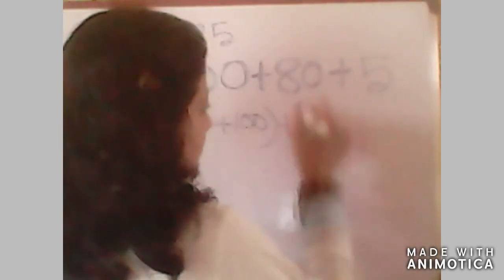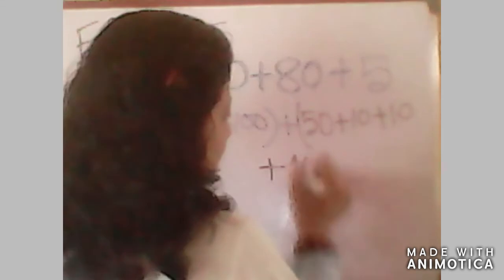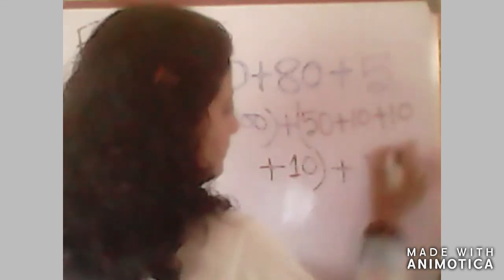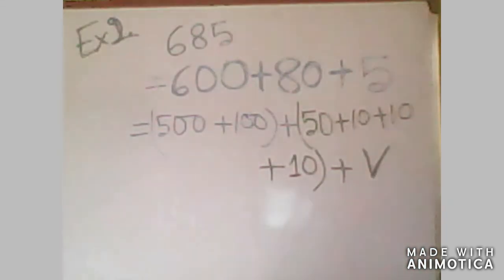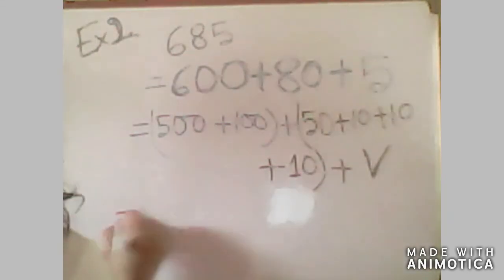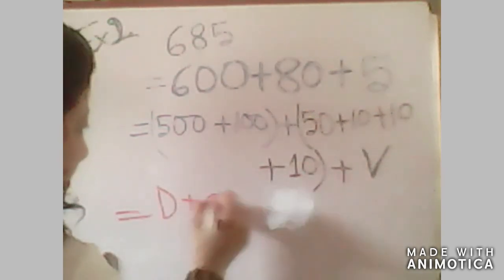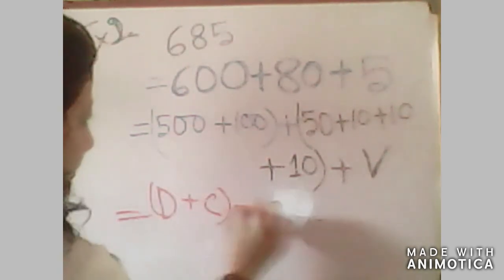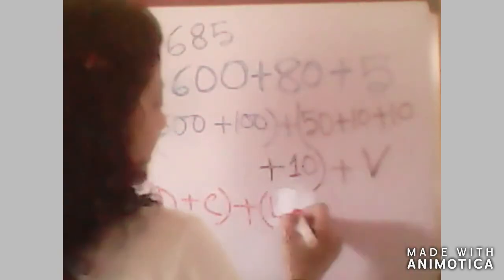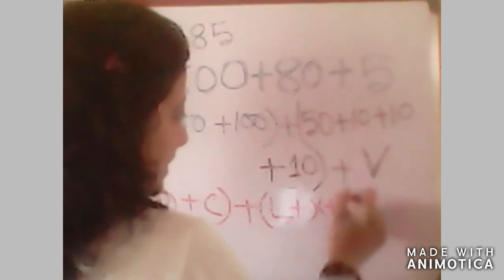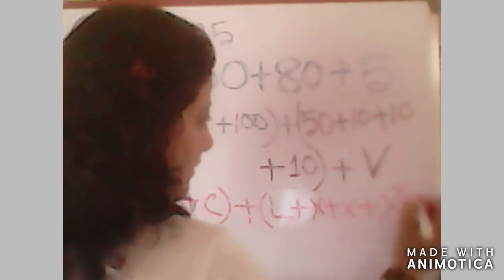So 500 plus 100 plus 50 plus 10 plus 10 plus 10 plus 5. 5 has its own numeral, that is V. Now instead of 500 we can write D, instead of 100 we can write C. Plus 50, so we can write L, the own numeral for 50. Plus X plus X plus X plus V.